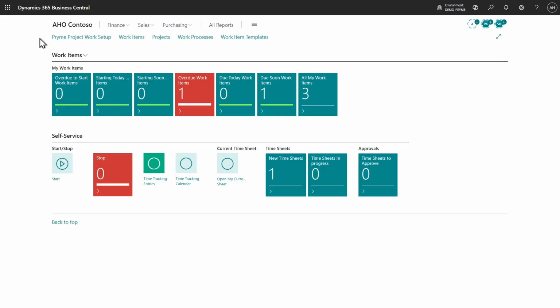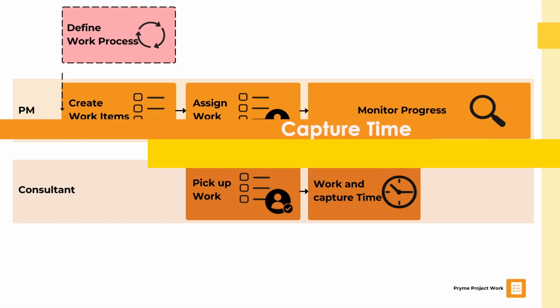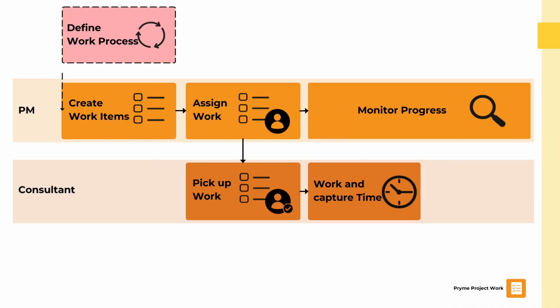So these are the basic steps, these are the ways to work with project work. You define your process, you create your work items, you assign it to someone, they pick up the work, they monitor the progress, and they capture the time. And that's probably the only thing we haven't looked at. Now, the capture of time itself is not part of the project work, but this is one of the cases where one of our apps, in this case Project Work, works better together with another app. So if you also have Pryme Time, you will see that they add to each other.